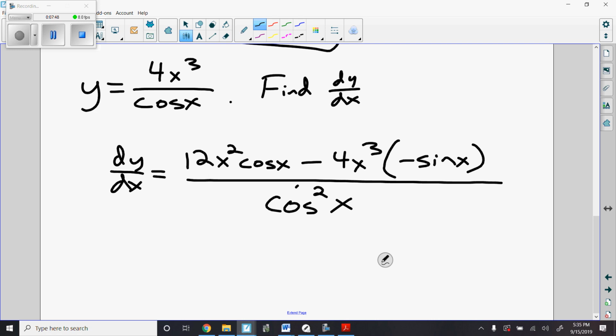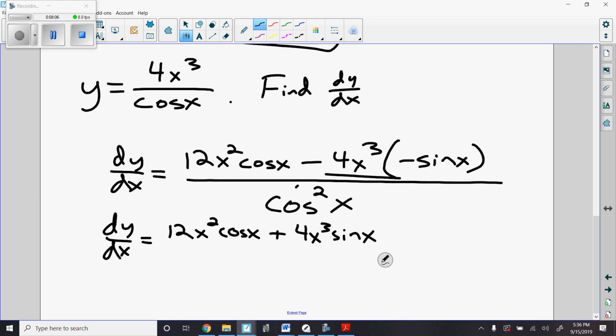And again, cleaning this up, I definitely don't want to leave this here. I'm going to be left with dy dx equals 12x squared cosine x plus 4x cubed sine x, all divided by cosine squared x.